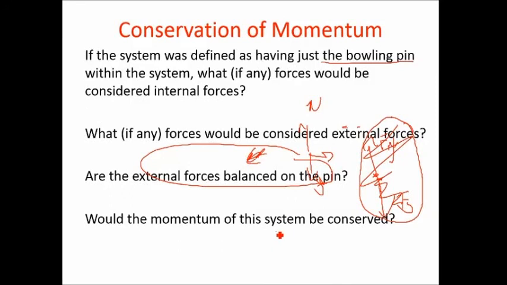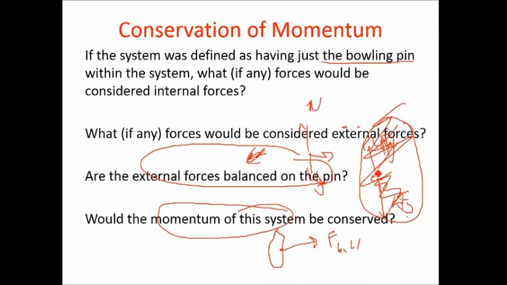But for the pin, here's our pin, there's still that force from the ball. And so the momentum is not conserved. The up and down, the gravity and normal force, can cancel out and still let momentum be conserved, but not in this case, because there's actually this other sideways force.